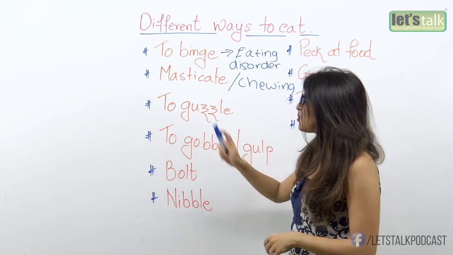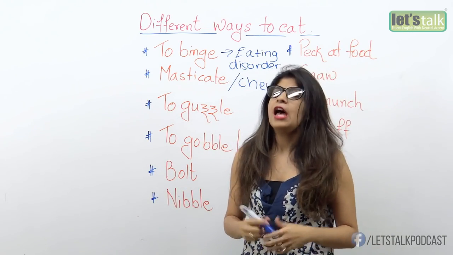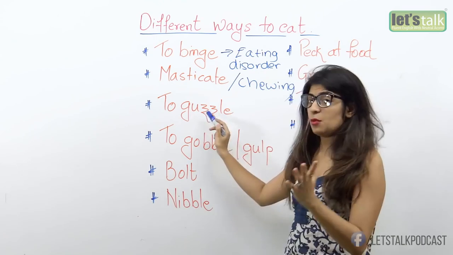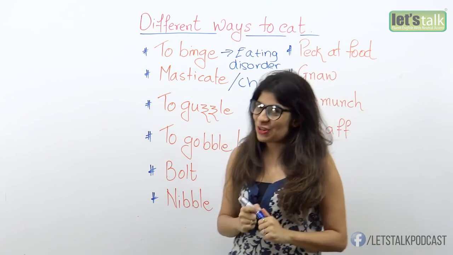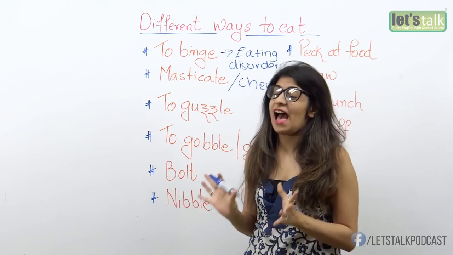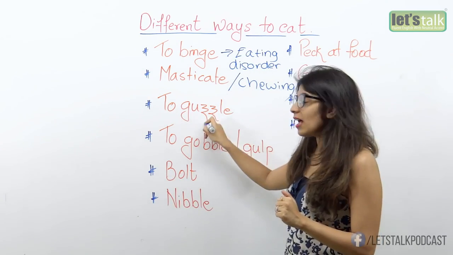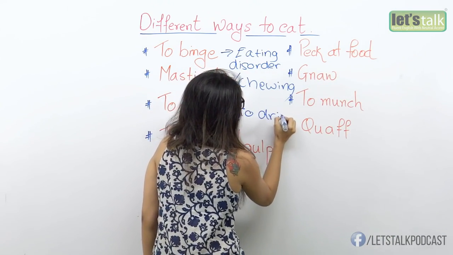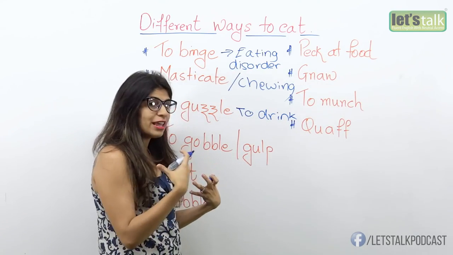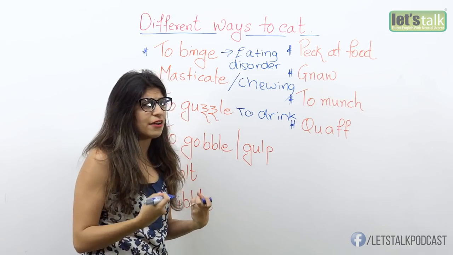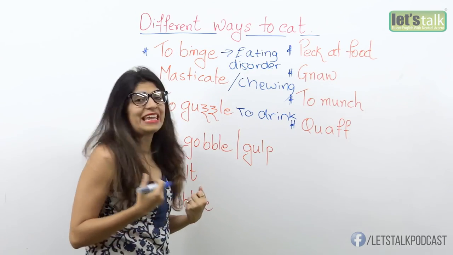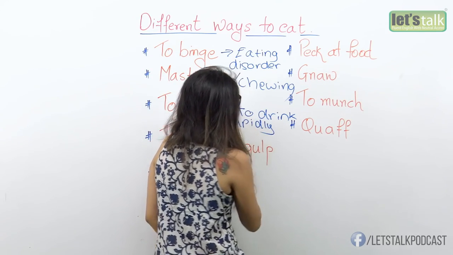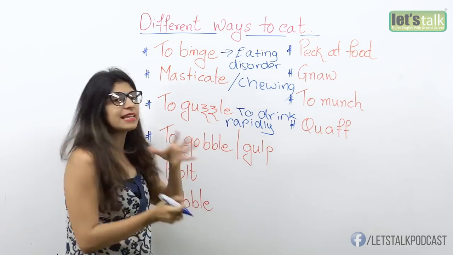Okay? Then the next one is to guzzle. Now, many people get a little confused when it comes to using the word guzzle and when it comes to using the word gobble. But here I'm going to help you with the right meaning and the right way to use it. Now, to guzzle, it means to drink. Okay, so when you are drinking very hastily, in a very rapid or in a very eager way, to drink rapidly, it means that you're guzzling down your drink.